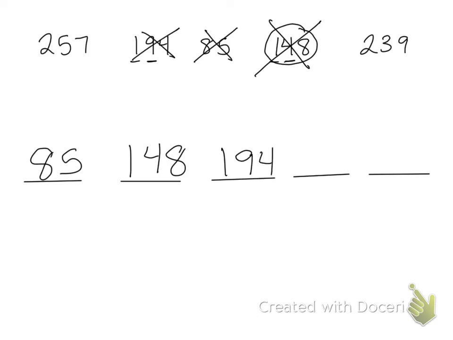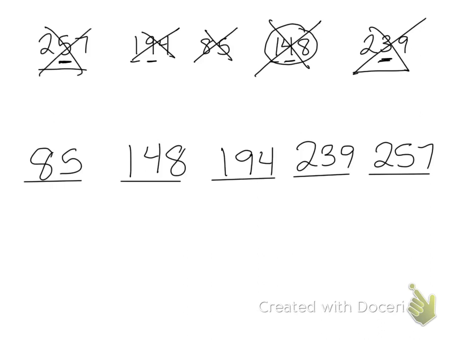Now I need to figure out which of these is the bigger number. So 257 and 239. Well, I look at the tens place, and 5 is bigger than 3. So my next number will be 239, and then there'll be 257. Okay, so what number is the median of these numbers? So it's the one right in the middle. So that's going to be 194 is the median.